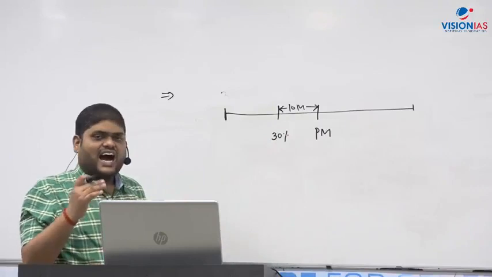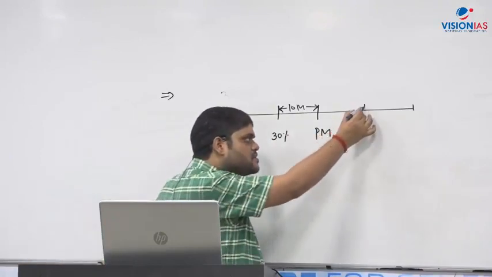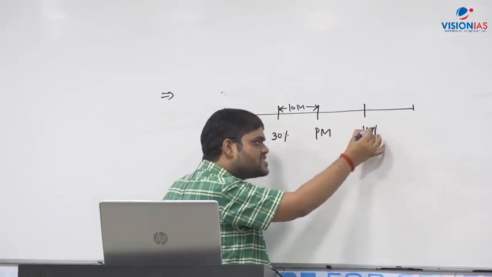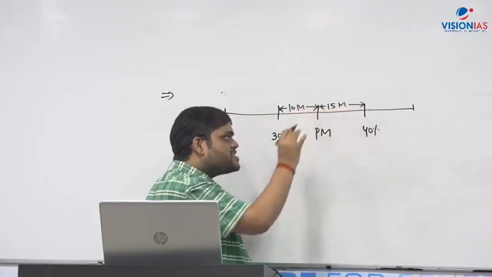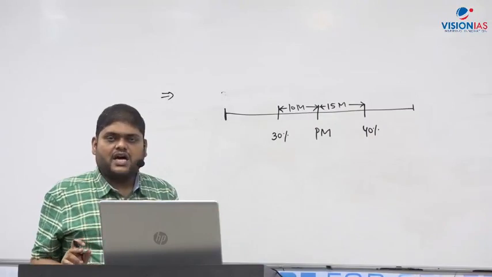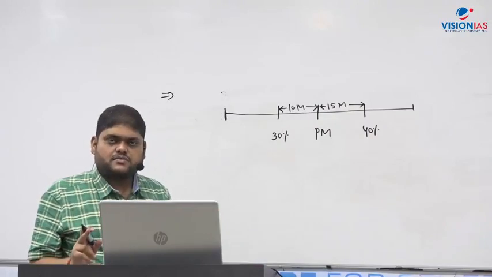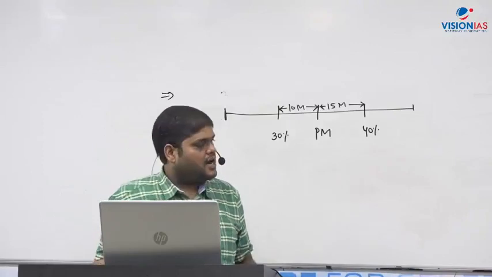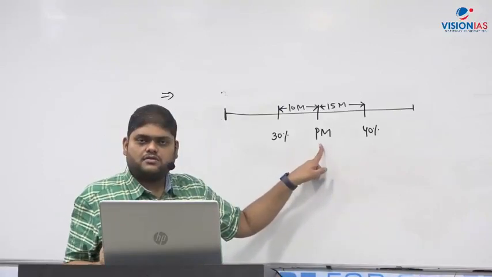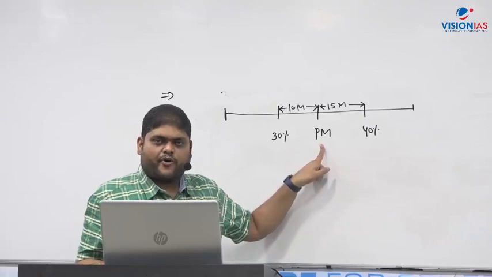Similarly, Shyam got 40% marks and he passed the examination by 15 marks. What is the meaning of passing the exam by 15 marks? The meaning is he is getting 15 marks more than passing marks. Are you getting my point or not?